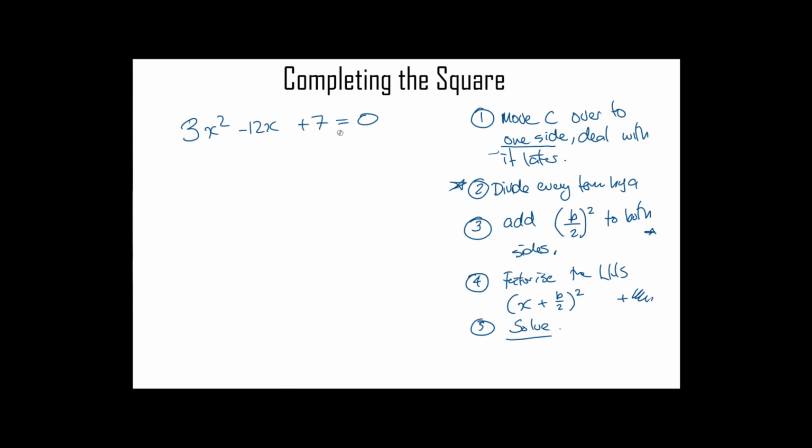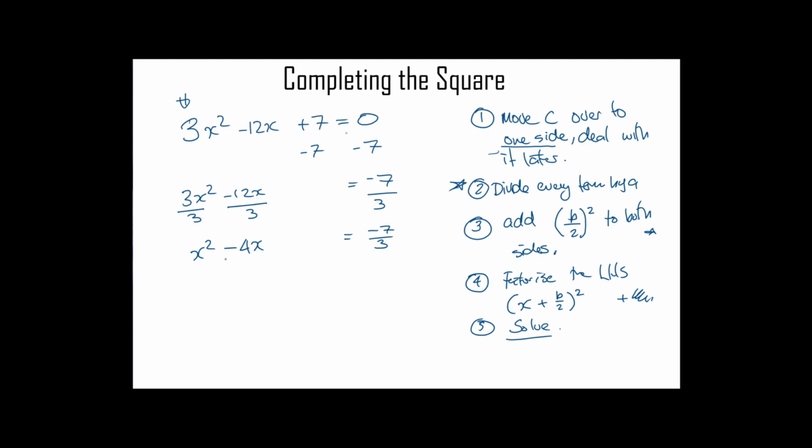Right, our last example. The complicating factor is this 3 out the front here. It's not really much of a big deal. So first thing is I'm going to move the c over, just as we did for every other example. So 3x² - 12x = -7, leaving a little gap here. Then I'm going to do b, so I'm going to divide everything by a, and that's 3. So I've got x² - 4x = -7/3.